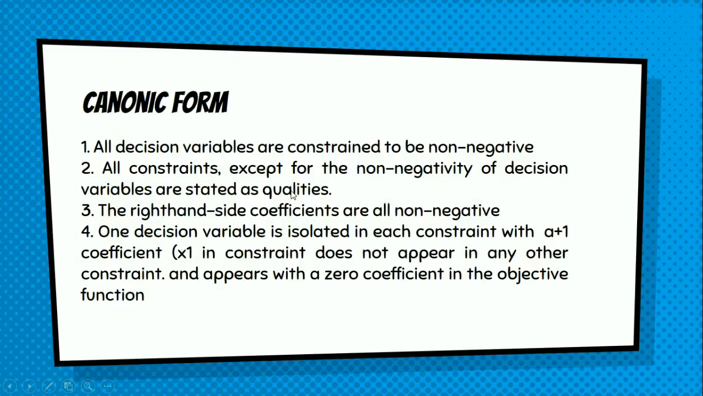So if we have some constraints, for example, rules, if it's greater than 0, it's not a problem. The other constraint must be 0. And the right hand side coefficients are all non-negative. So if we have an equation, the coefficient of the variables must be non-negative. And the last one is that one decision variable is isolated in each constraint. So what is isolated itself? We will see in the next slide.